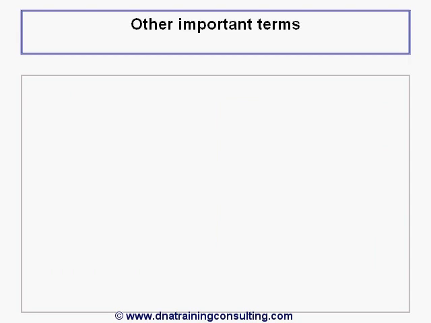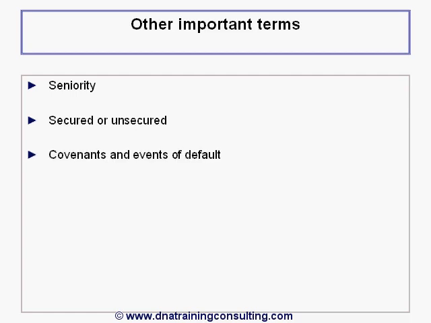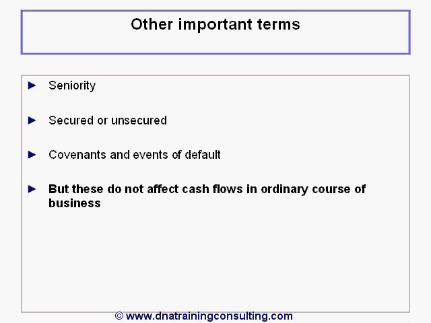Of course, there are other important terms you will want to know about this bond, such as its level of seniority in ABC's capital structure, such as whether it is secured or unsecured, and also what covenants and events of default in the bond's documentation are available to protect the bondholder. But while these affect the credit quality of the bond, they do not affect the size or timing of the cash flows the bondholder will receive under the bond in the ordinary course of business.